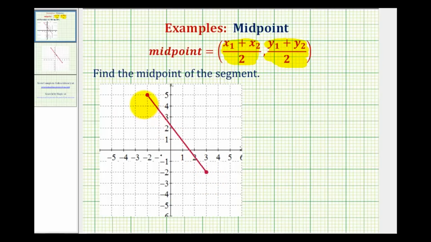Looking at our segment here, graphed on the coordinate plane, this endpoint has an x-coordinate of -2 and a y-coordinate of 5. And this endpoint has an x-coordinate of +3 and a y-coordinate of -2. And now if we call this x sub 1 and this y sub 1 and this x sub 2 and this y sub 2, the x-coordinate of the midpoint will be -2 plus 3 divided by 2, and the y-coordinate will be 5 plus -2 divided by 2.